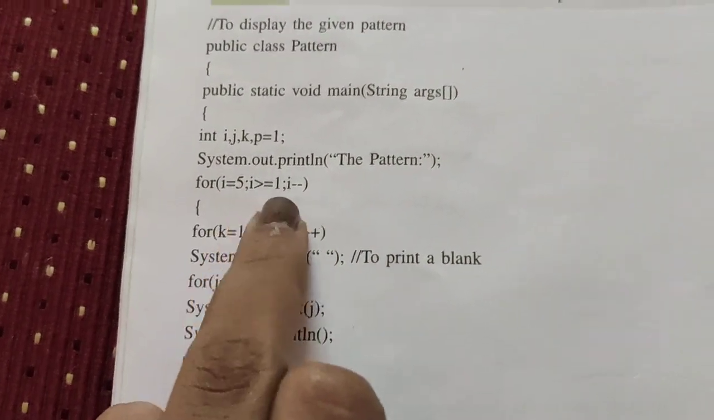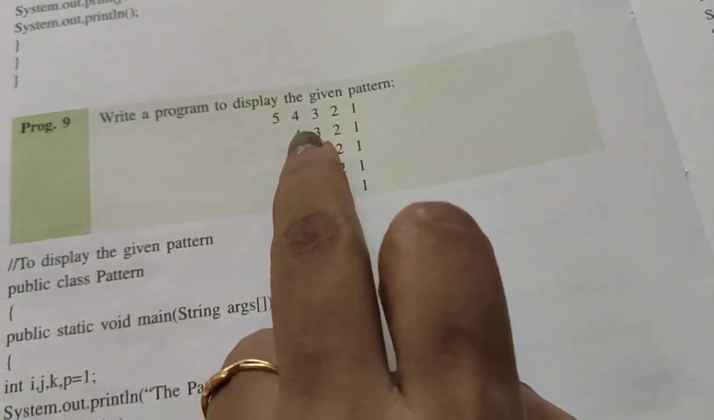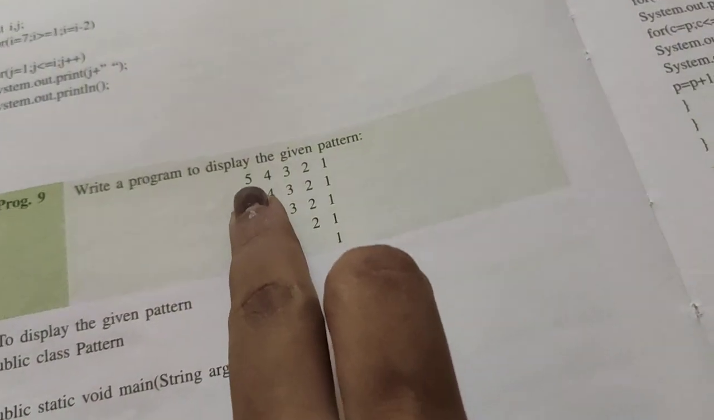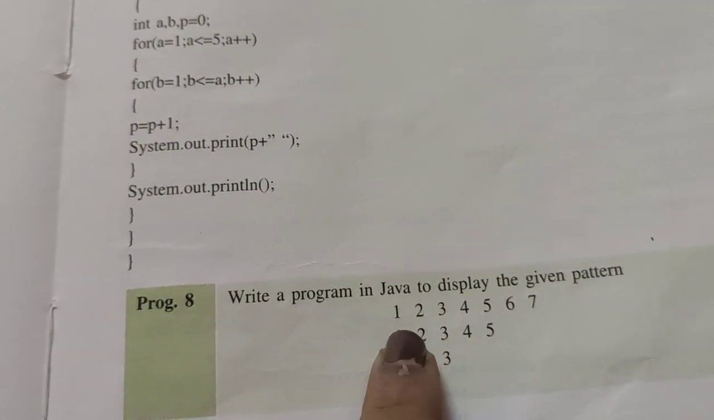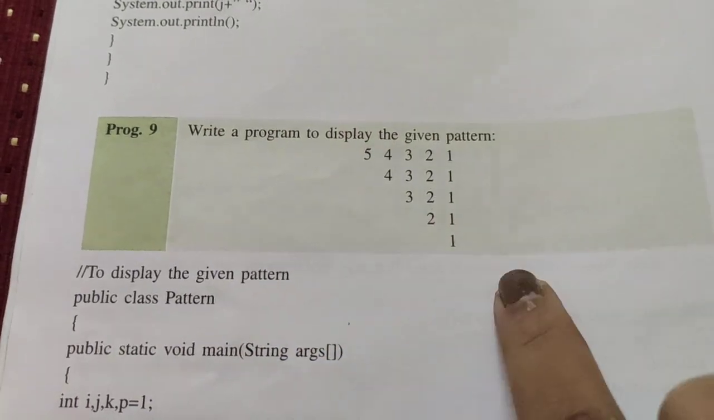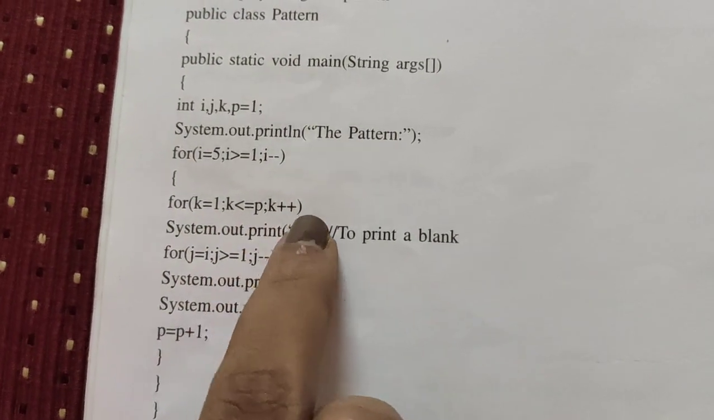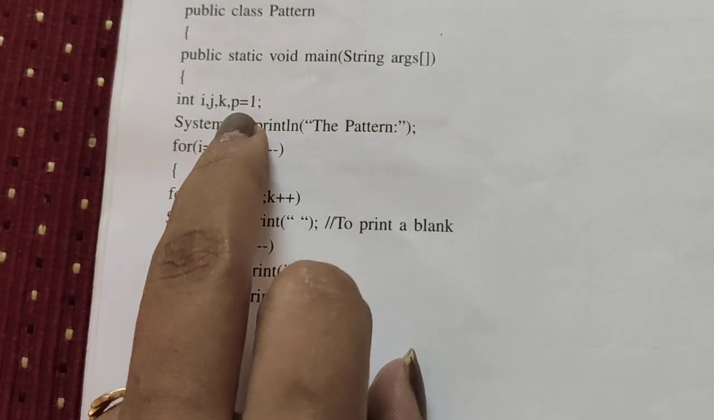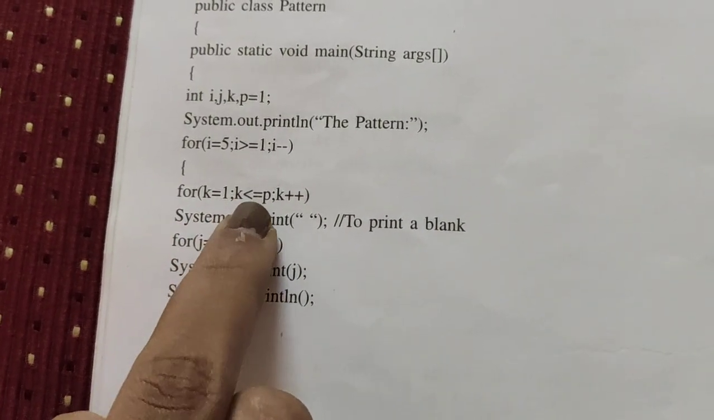For I is equal to 5, I greater than or equal to 1, and I minus minus. The reason they have given it like this is that from 5 it is going to print in the reverse pattern. In the earlier pattern, it was increasing: I is equal to 1, 2, 3, 4, 5, 6, 7. But here it is going to print 5, 4, 3, 2, 1, in this order. And for k is equal to 1, k less than or equal to p, k plus plus. Already they have given p is equal to 1 here, and k is equal to 1 they have initialized, and k is less than or equal to p.